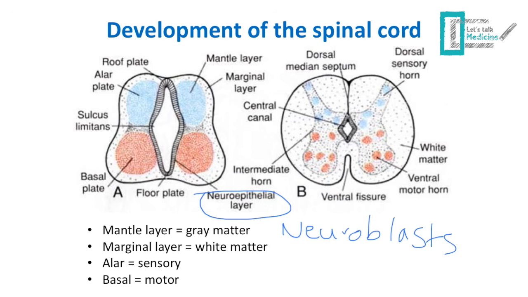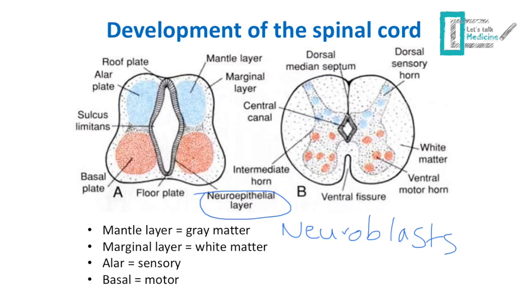Now, the axons going out from those cells here and here give us something called the marginal layer. So what is the marginal layer? The marginal layer is axons of the cells. They get myelinated and they form the white matter of the spinal cord. So the mantle layer, cell bodies, gray matter. The marginal layer, the axons of those cells get myelinated and they form the white matter.